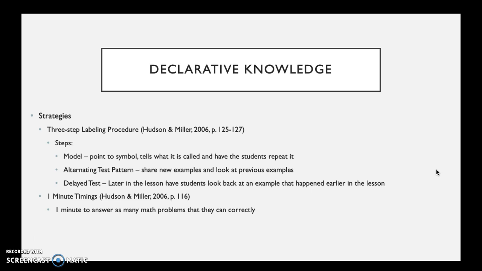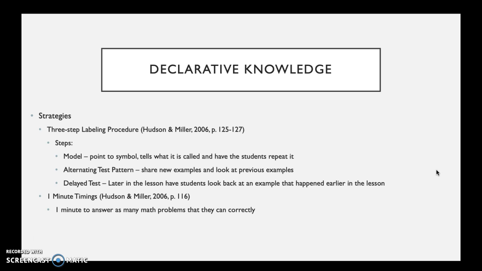Alternating testing patterns are important. The teacher shares a new example of the problem that the class is solving, and then the teacher brings up previous examples that the class has looked at. Finally, the last step is delayed test. This means that after looking at numerous examples and moving on in the lesson, the teacher refers back and has the students refer back to previous examples that they used.